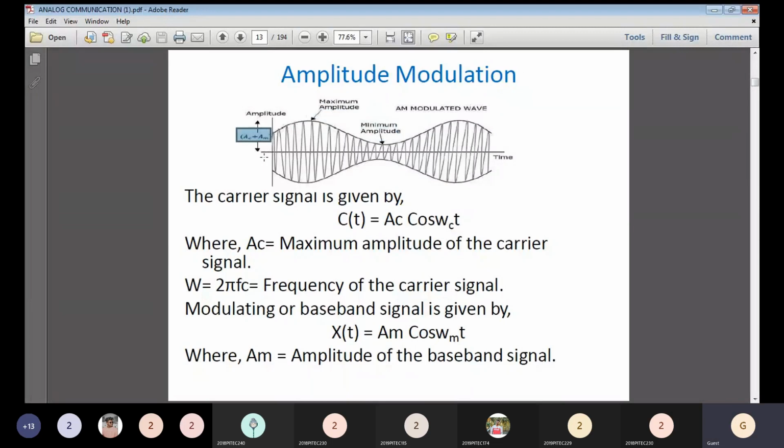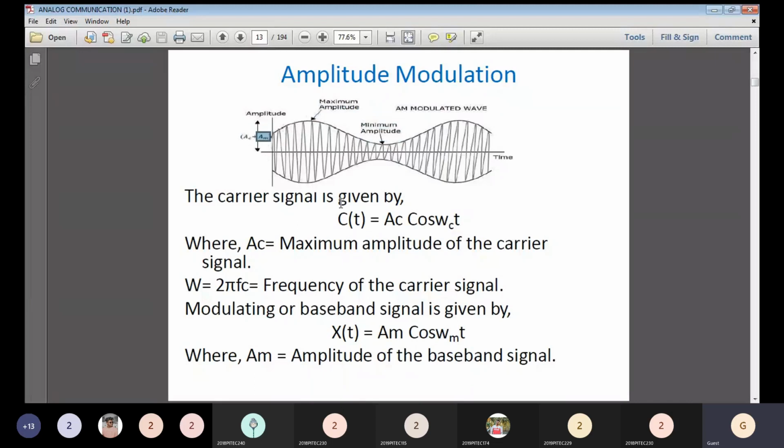AC is the amplitude of the carrier and AM is the amplitude of the message signal. So the maximum amplitude is equal to the addition of the two amplitudes, message and carrier. Next, the minimum amplitude value is equal to AC minus AM, so the carrier amplitude minus the message signal's amplitude.